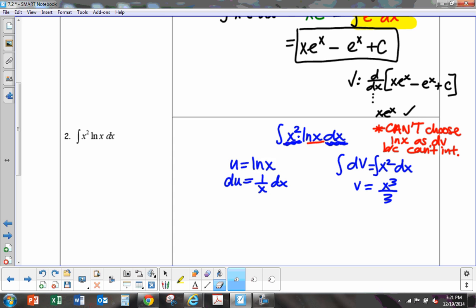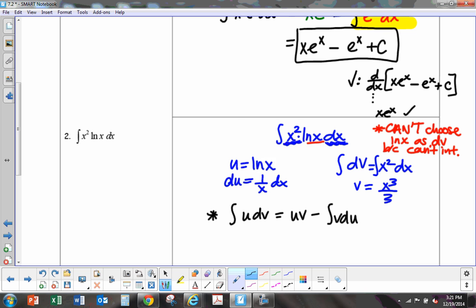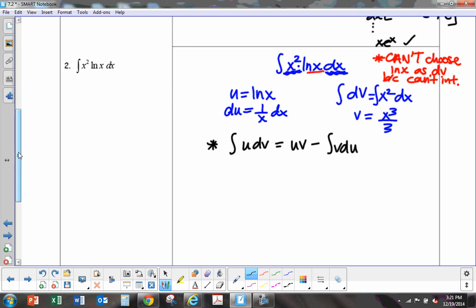Okay, so now I'm going to turn, again, if you need to write it for a little bit, the integration by parts formula: the integral of u dv is equal to uv minus the integral of v du. Eventually, you won't need that part anymore. You'll just understand the process. But I'm going to line up all of my components. So my u was natural log of x, and then my dv was x squared dx.